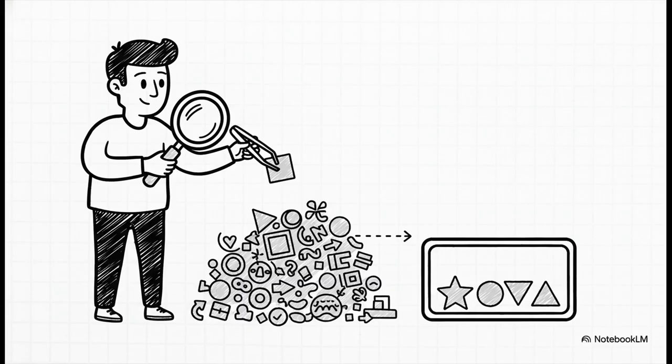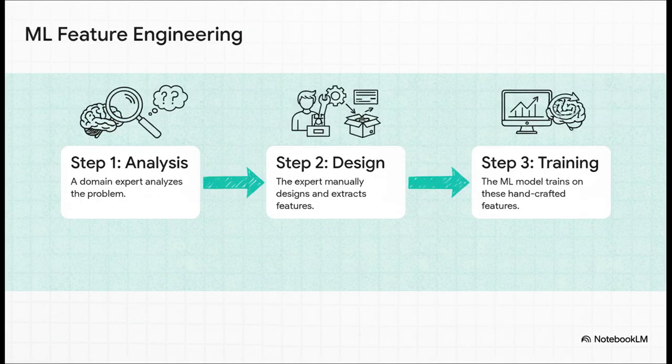Nope. Instead, a human expert has to step in, someone who really knows their stuff, who can look at the problem and say, okay, the important things, the features, are the number of legs, or the texture of the fur, or the shape of the nose. They hand-pick the clues. And it's a very clear three-step process, right?